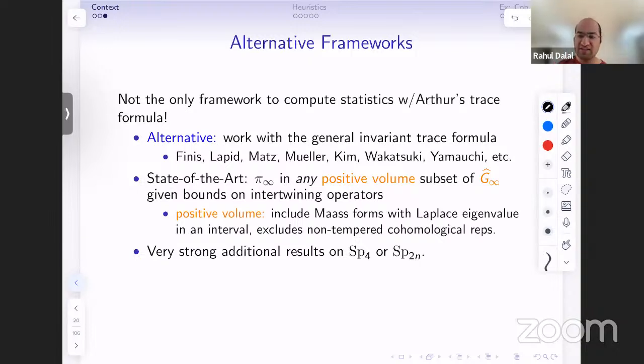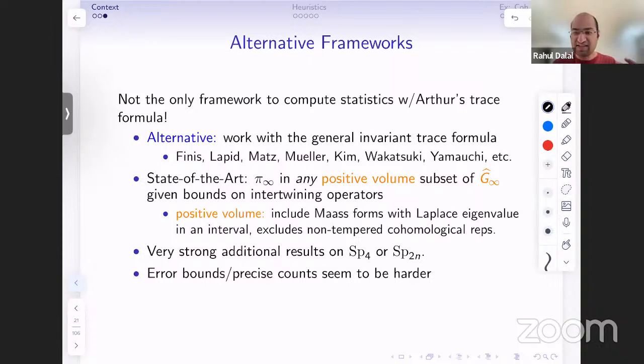In addition, for the specific cases of Sp4 and Sp2n, people have built up a lot of theory about Siegel modular forms, so there are some very strong additional results in these cases. With these techniques, because the terms in the trace formula are a lot more complicated, you have to do a lot more work to get any kind of error bounds or precise counts. In some cases people are able to pull it off, but it ends up being more difficult.